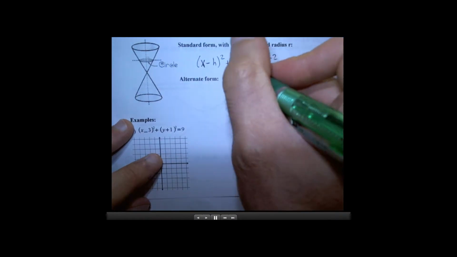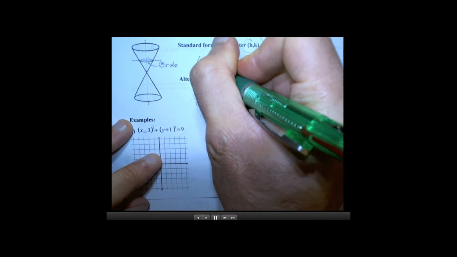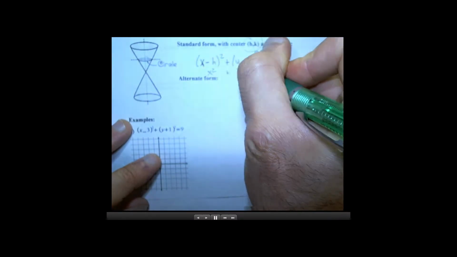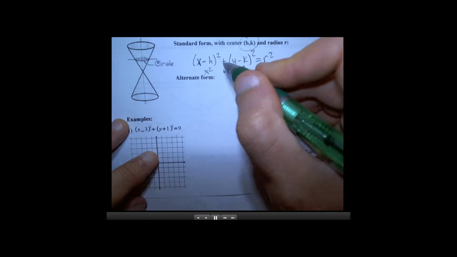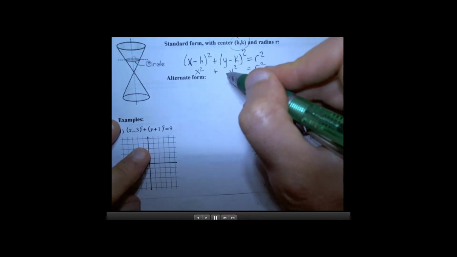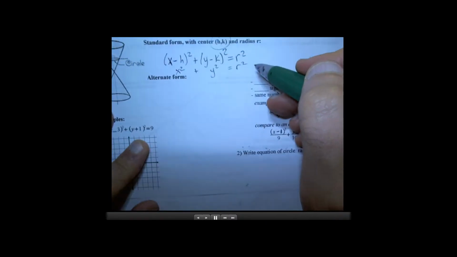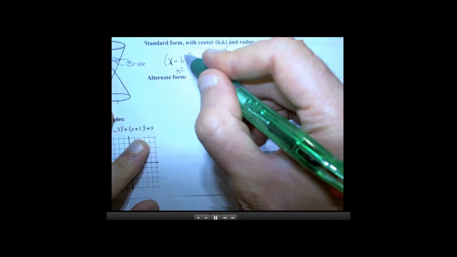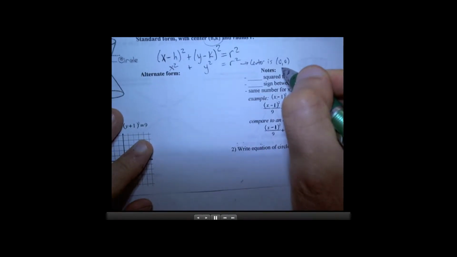Now, if you see something like x^2 + y^2 = r^2, that's the same thing. The only difference is there's no h and there's no k. Which really means, guys, what number signifies nothingness? 0. Which means your h is 0 and your k is 0. So this really just means your center is (0, 0). That's all that means.